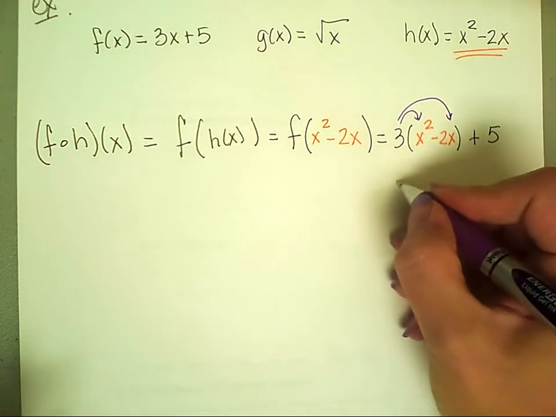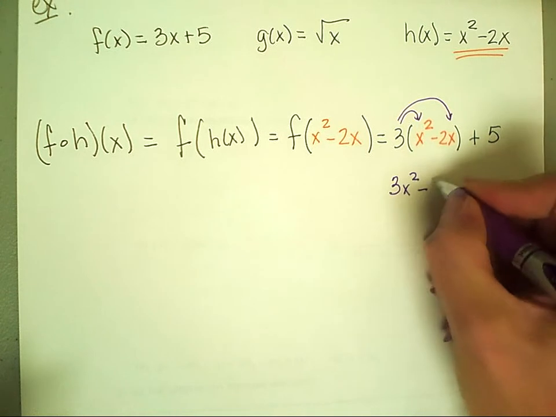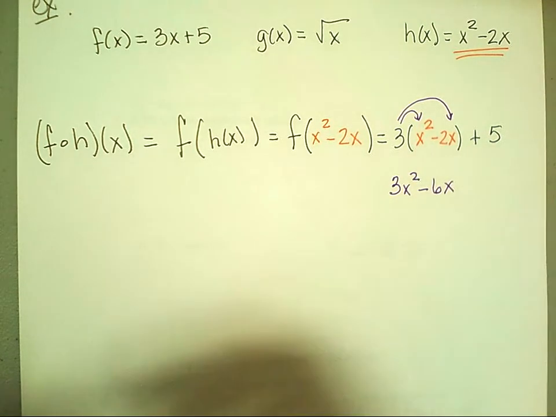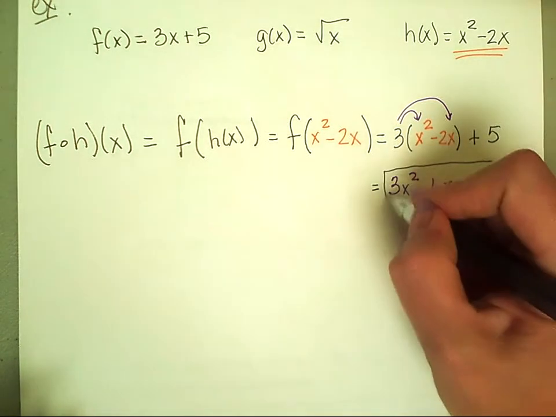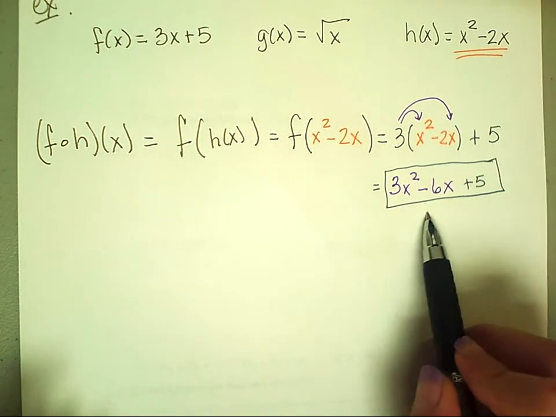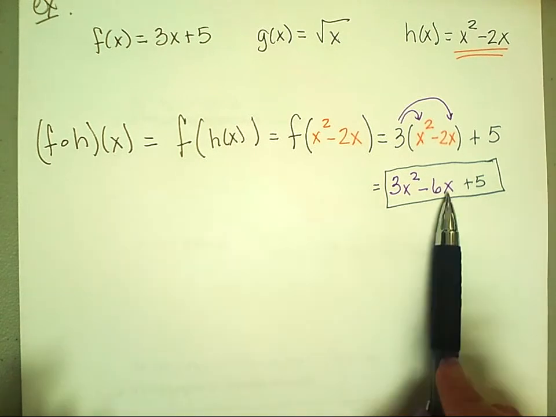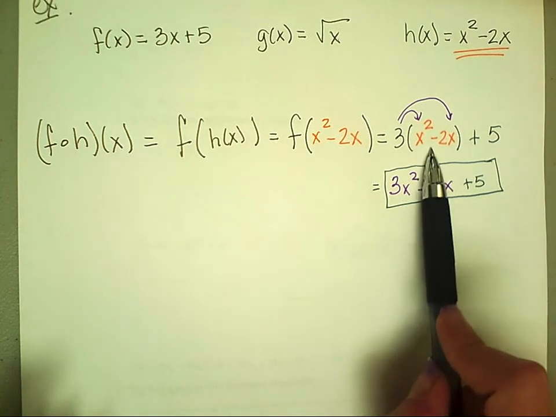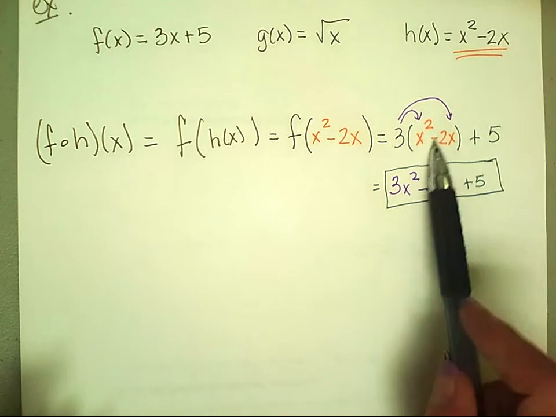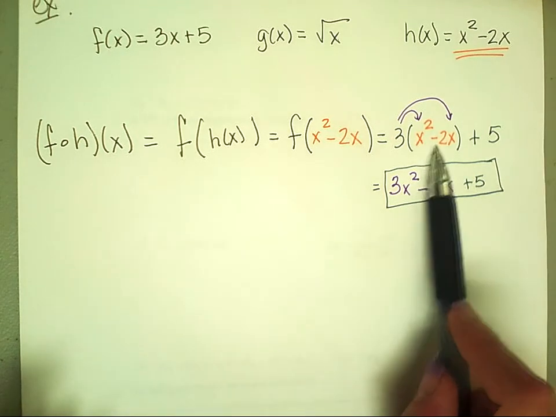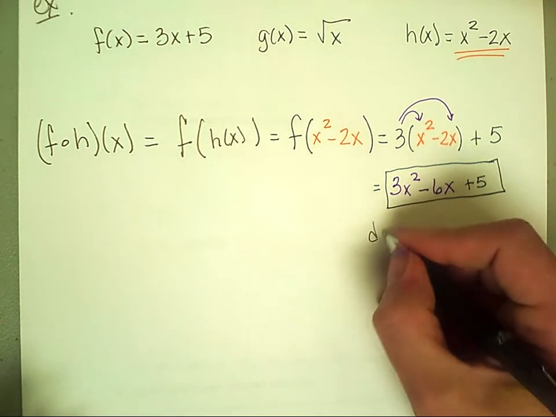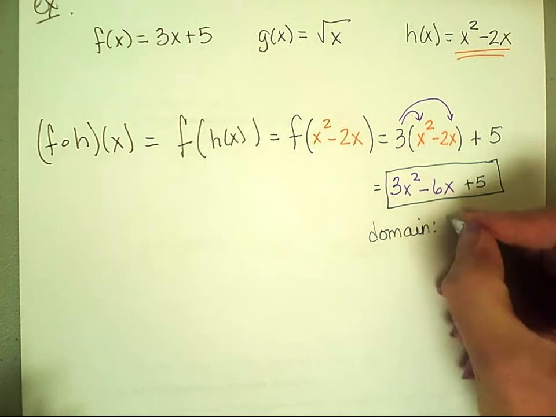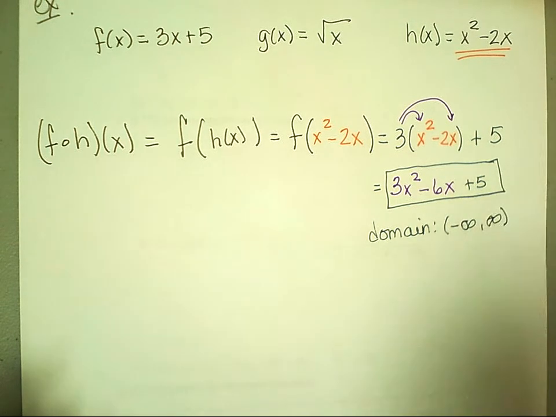And now we can simplify this. Let's distribute this 3 through. So we'll get 3x squared minus 6x plus 5. And this is our new function, f composed of h. Now what we put in to f was h, and it has a domain of all real numbers, so there's no restrictions there. And what comes out is a polynomial, so there's also no restrictions. So the domain is still all real numbers.